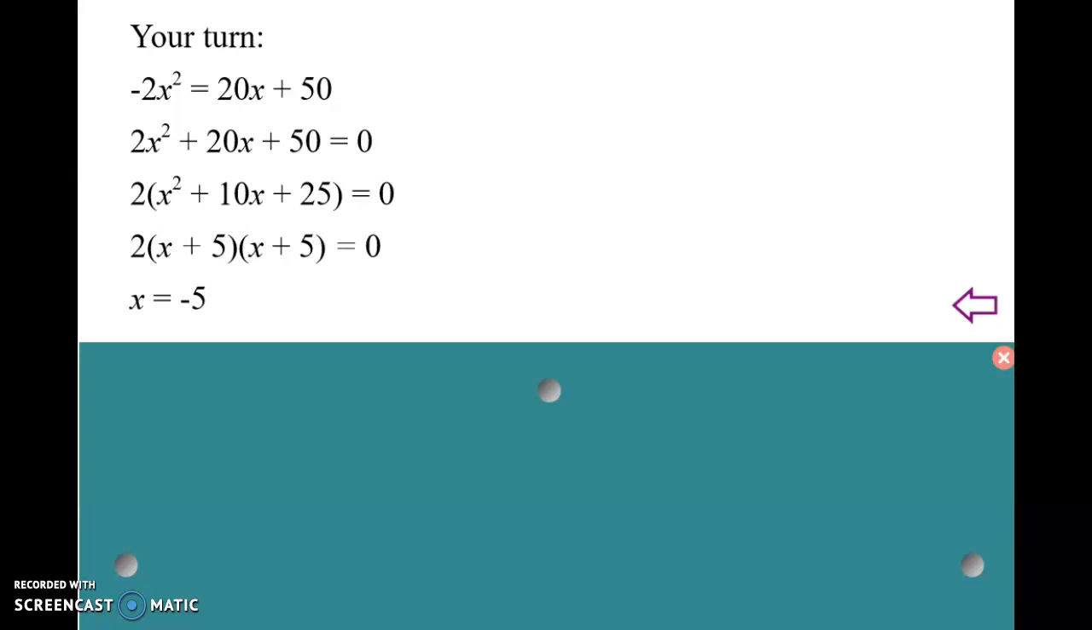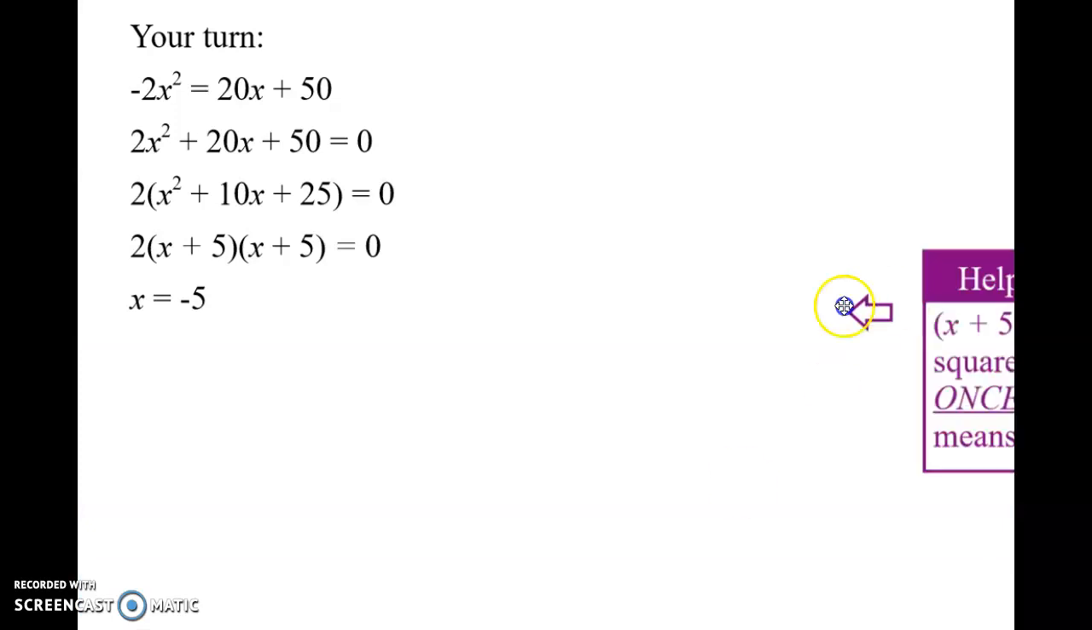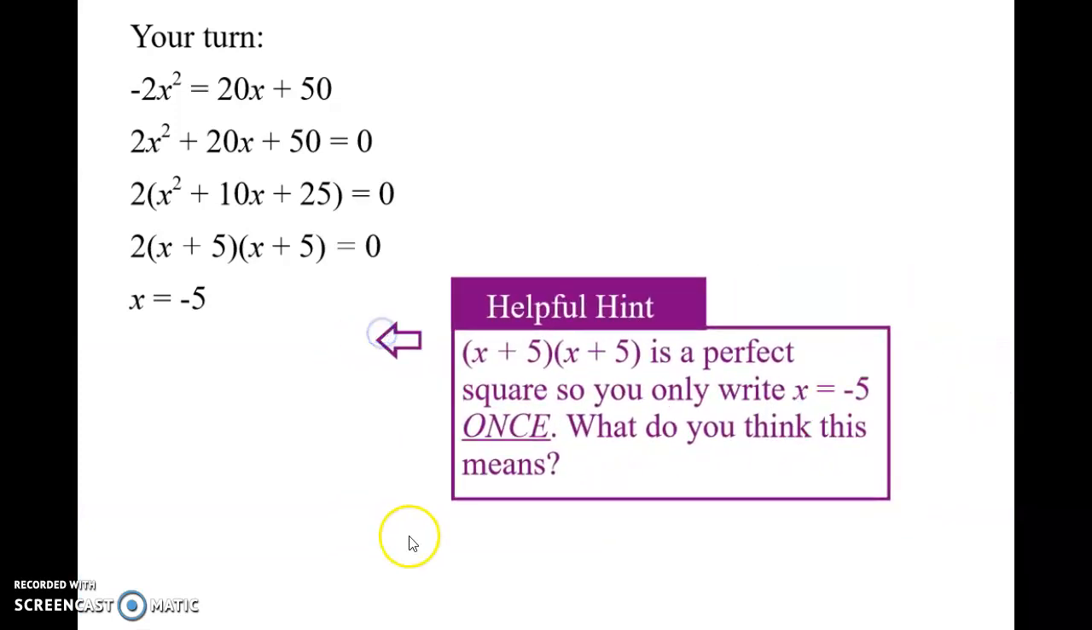My final answer is that x equals -5. Notice, x plus 5 times the quantity x plus 5 is a perfect square. So you only write x equals -5 once. What do you think that means?